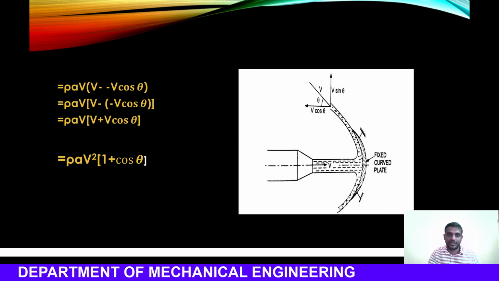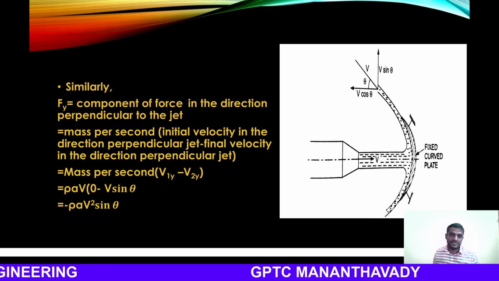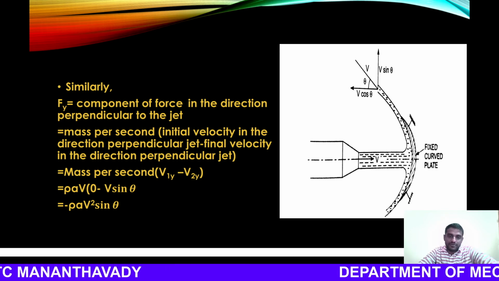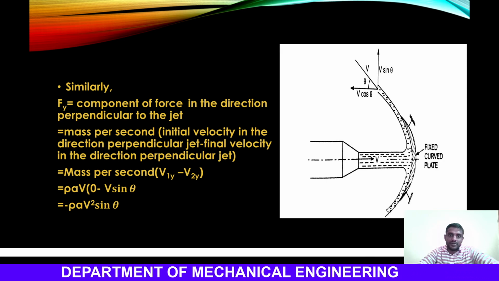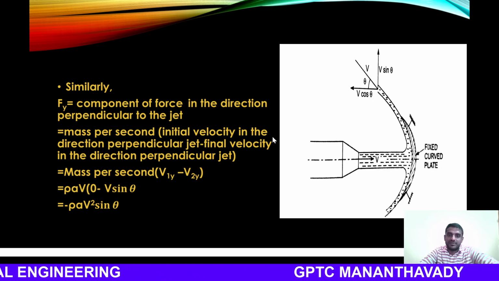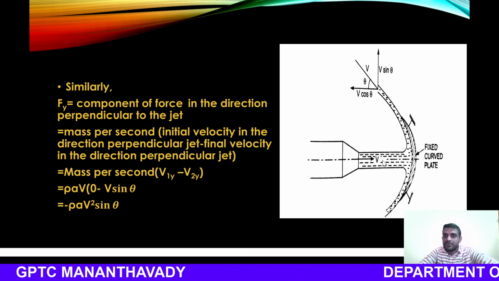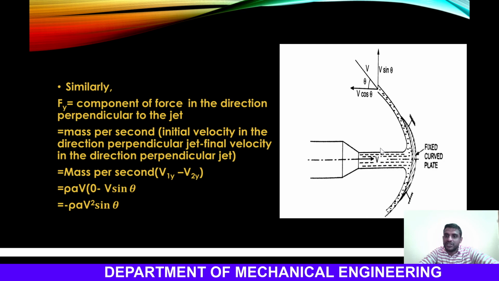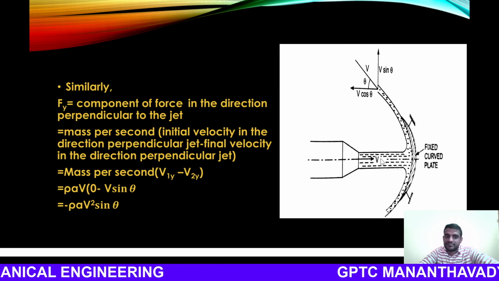Okay. Similarly, next we have to find the force exerted by the jet in the y direction, that is, perpendicular to the jet. Here also we follow the same steps that we employed in the previous case, in the horizontal direction. The velocity should be taken in the perpendicular direction, that is mass per second into the initial velocity of the jet in the direction perpendicular to the jet. What is the perpendicular direction velocity before striking? It's evident from here that it is 0. There is no velocity in the perpendicular direction before striking the jet.